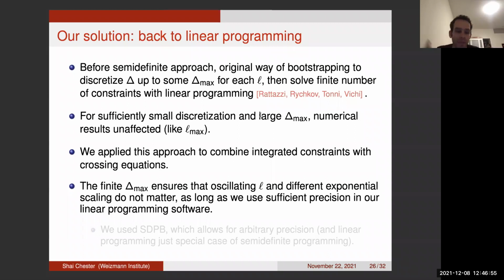But isn't this now a bit delicate? Because you're saying if you send delta max to infinity too early, the integrated constraints don't matter. So where do you stop? Well, it's basically a game you're playing where the bigger the value of delta max, the more precision you're going to have to use.